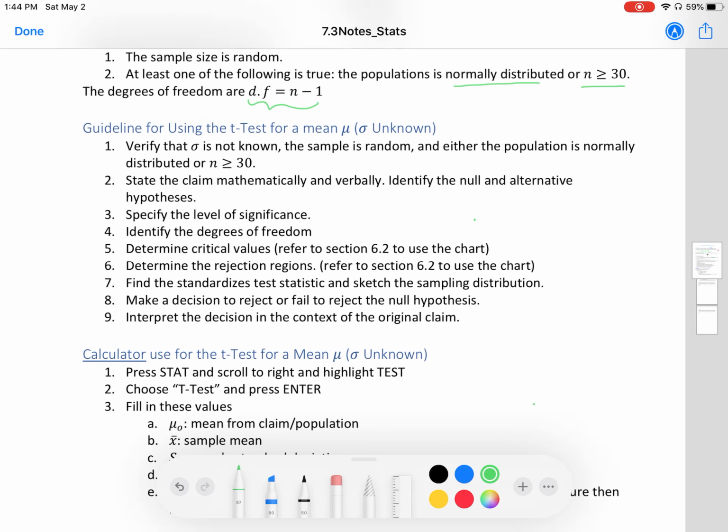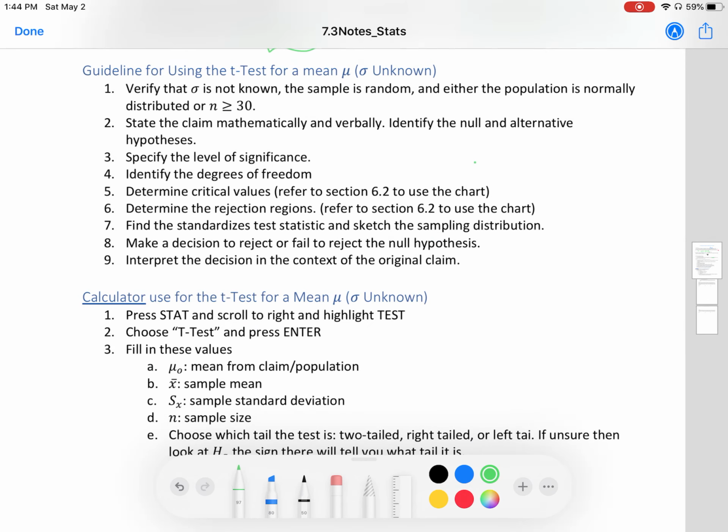So these are our guidelines to finding our hypothesis tests when our sigma is unknown. 1, we want to verify that sigma is not known. The sample is random and either the population is normally distributed or n is greater than 30. 2, state the claim mathematically and verbally. Identify the null and alternative hypothesis. And I set you up for this every time. Write your claim. That helps you find your null and your alternative, your H0 and your Ha.